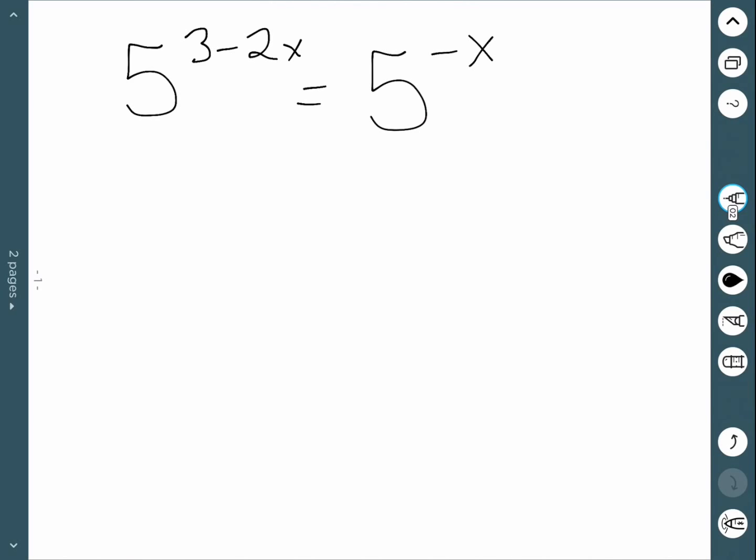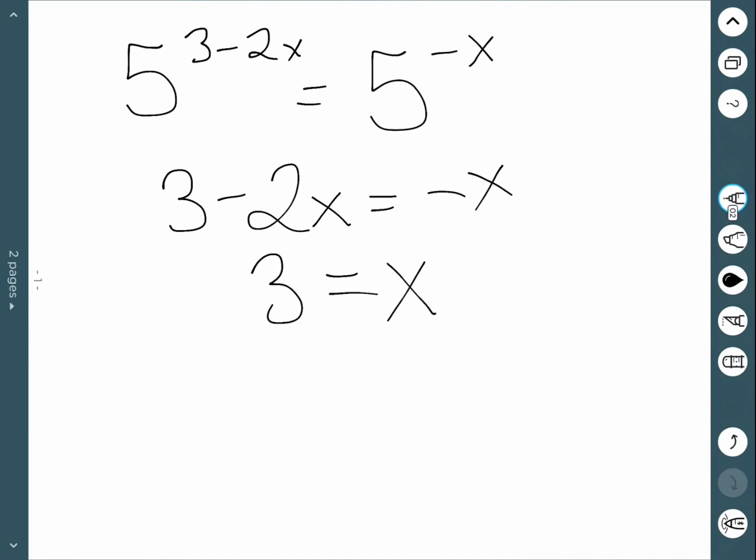essentially, as long as the bases are the same, then the exponents have to be the same. Here, on both sides of the equation, I have 5 raised to a power. Therefore, those exponents have to be equal to each other. And now I just have a very basic linear equation. I can add 2x to both sides and just get 3. So I have my answer.